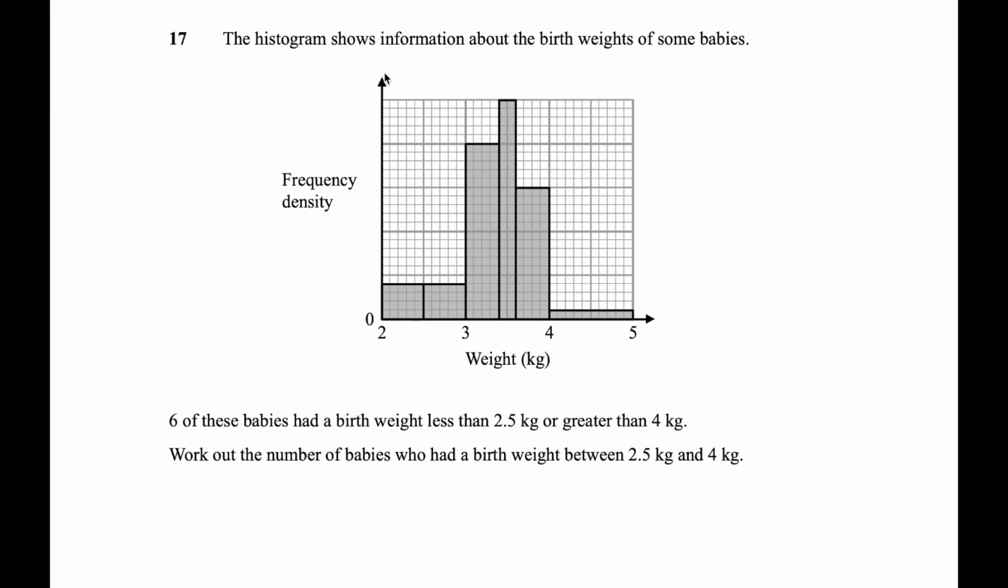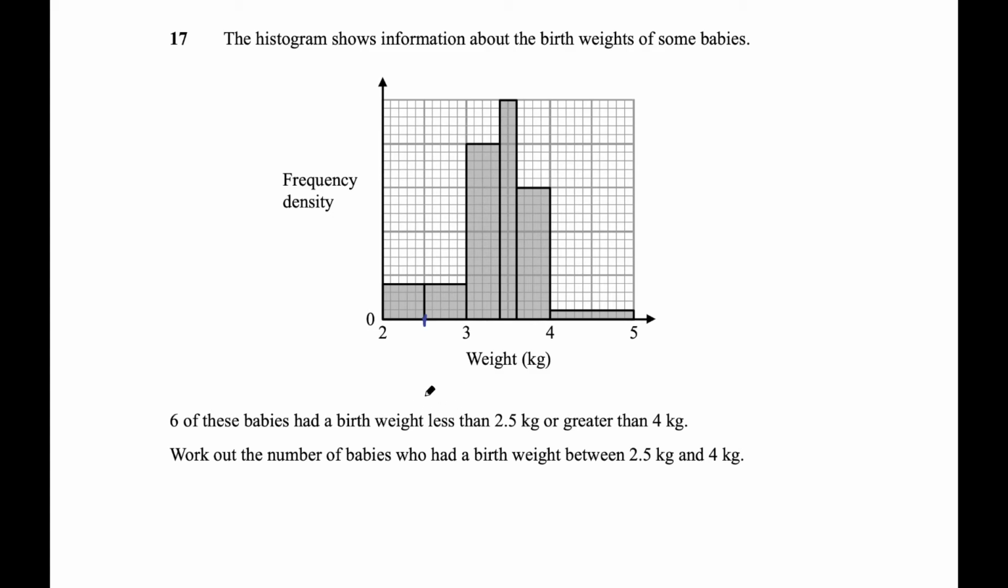Question 17 says the histogram shows information about the birth weights of some babies. 6 of these babies had a birth weight less than 2.5 kilograms or greater than 4 kilograms. Work out the number of babies who had a birth weight between 2.5 kilograms and 4 kilograms. Okay, so 6 babies are less than 2.5, so I guess that's that bar in here. That would be 2.5 here. And greater than 4 kilograms, so that would be this bar in here.